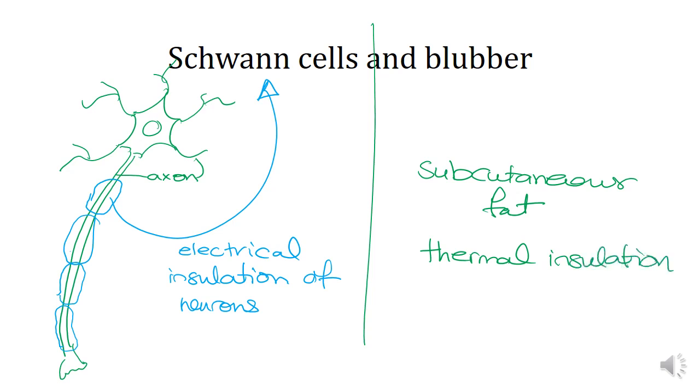So when you see somebody who's about to swim the English Channel or something like that, they will often cover themselves in fat, and that's because it does add that insulating layer.